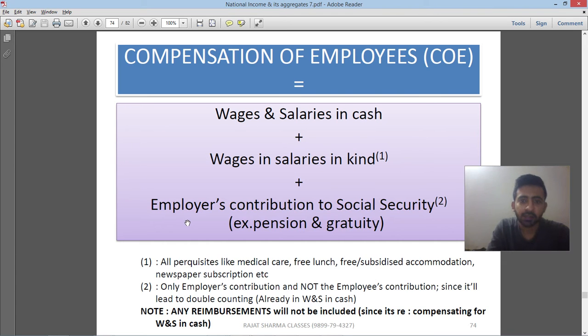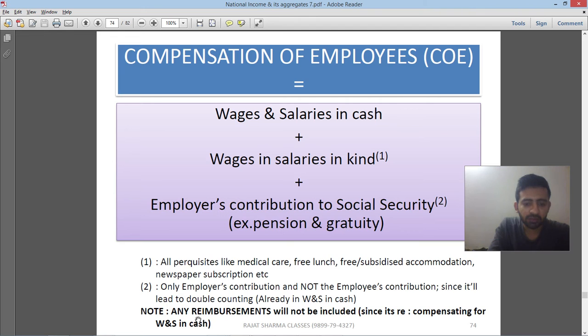The third, employer's contribution. Employer is the person who has hired you as an employee. Employer is the owner who has hired the employees. So employer's contribution to the social security, any provident fund. Please note, we will not include any employees' contribution.